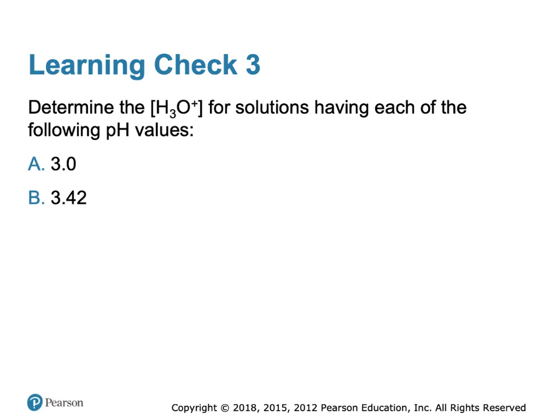So let's determine the hydronium ion concentration when we have a pH of either 3.0 or 3.42. So what this means is that our pH equals 3. We are going to do 10 to the negative 3 to get the hydronium ion concentration.